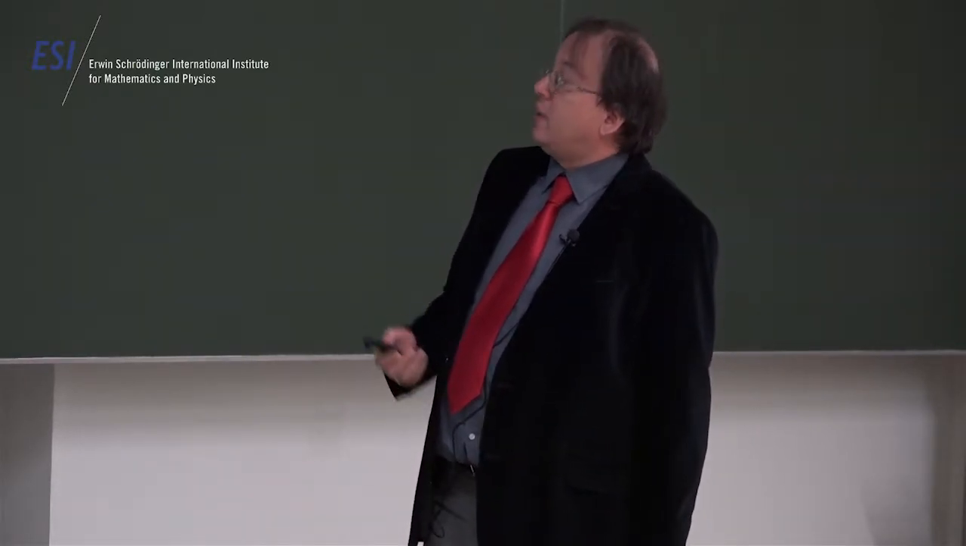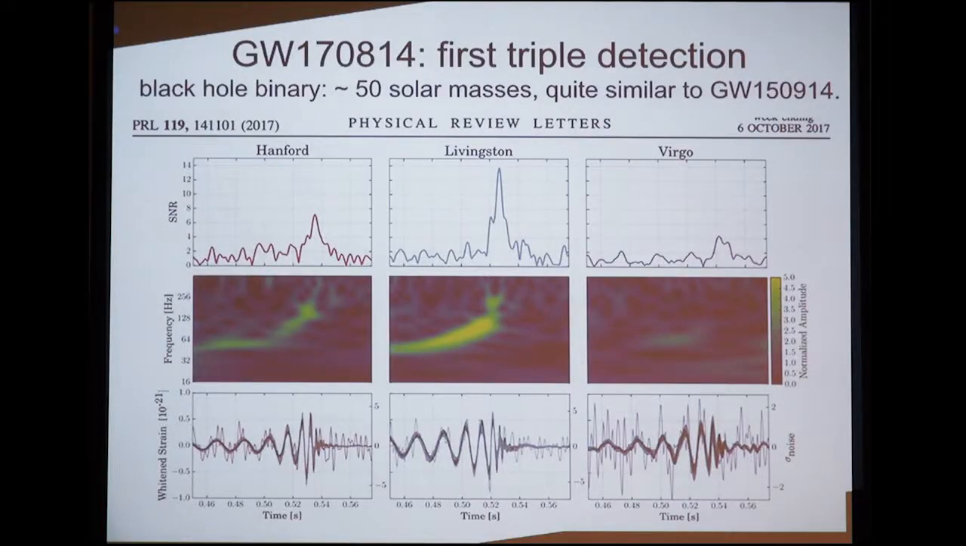And only 2 weeks later, they could make the first triple detection of a black hole binary, 50 solar masses, very, very similar to the first detection. Not quite as loud, but clearly seen in the time frequency diagrams and clearly seen in the time domain. And here you have these SNR plots, which we showed before, where this peak indicates that your template matches the signal. So you see that Livingston is more sensitive than this one.